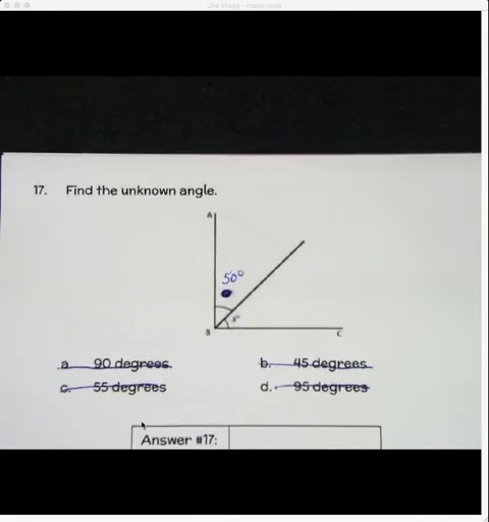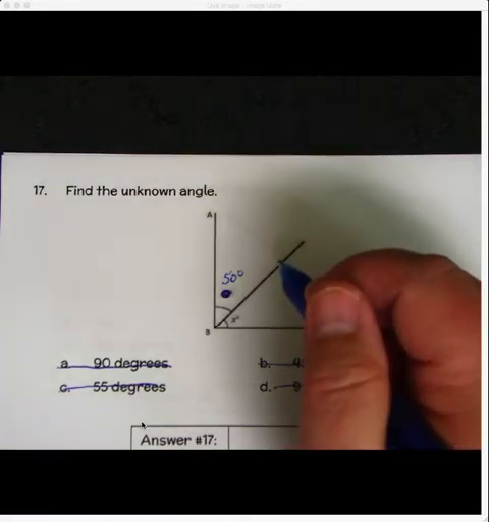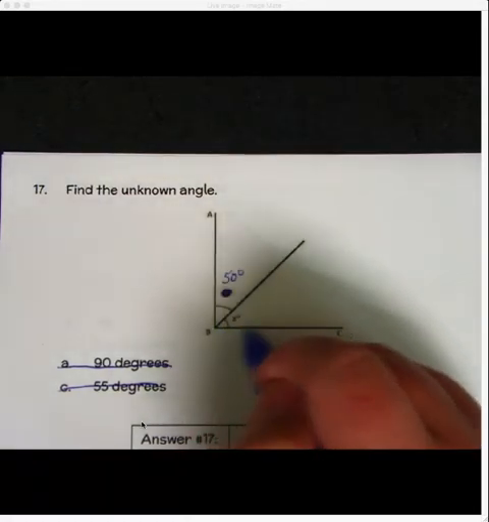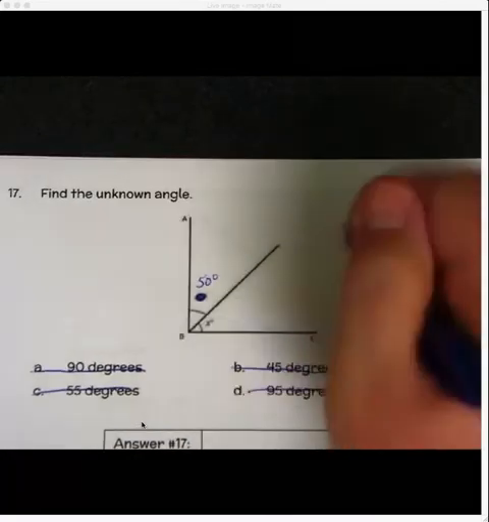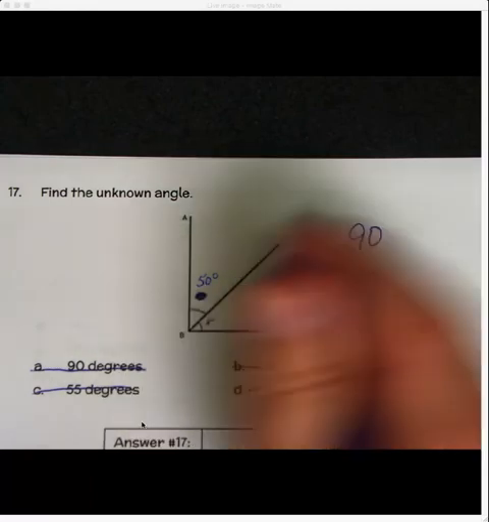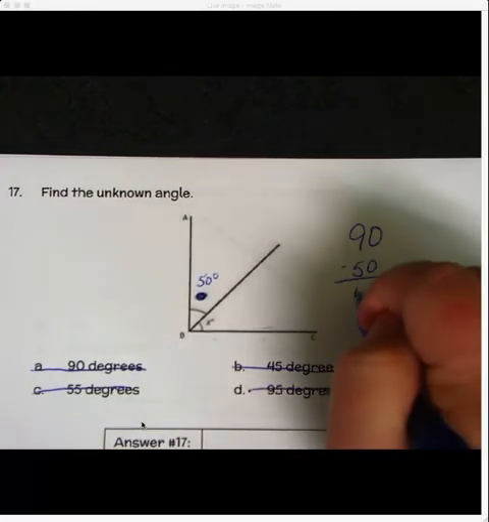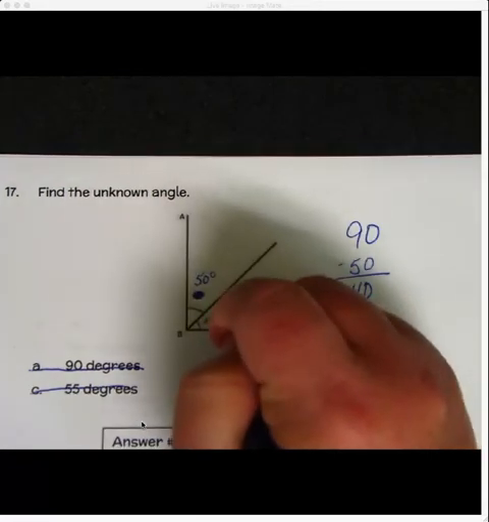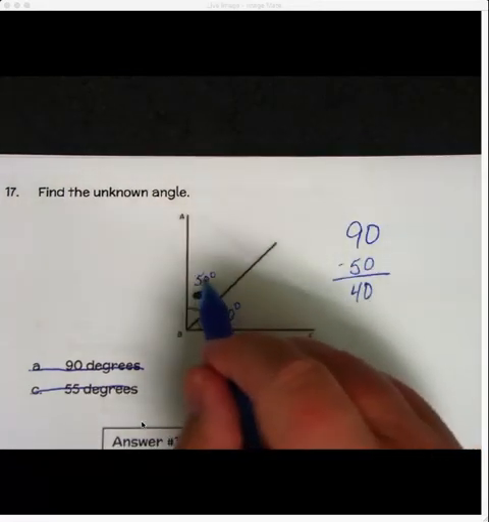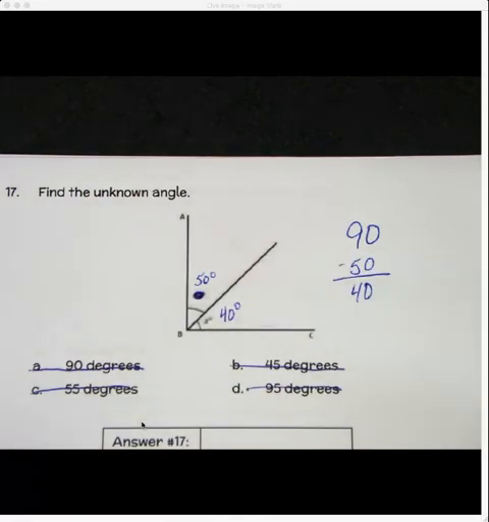All right, 17, we're finding the unknown angle again. All right, now this time we're not taking from a 180, are we? How much is a right angle worth? It's worth 90 degrees. And we know this much of it is 50 degrees, so let's take that much away. 90 minus 50 is 40, so that means this has to be 40 degrees, because 40 plus 50 would be 90. Pretty simple.